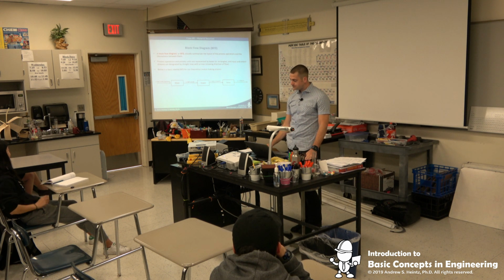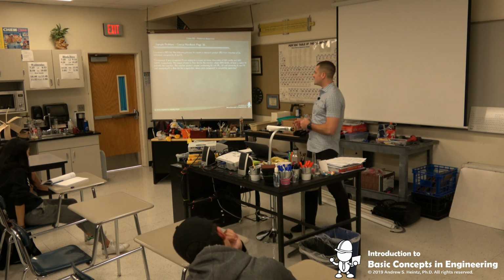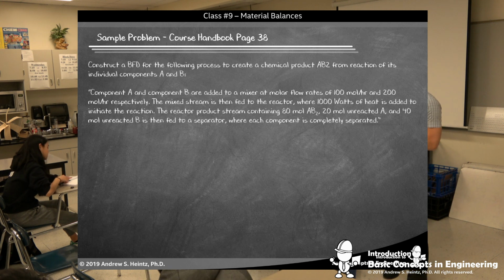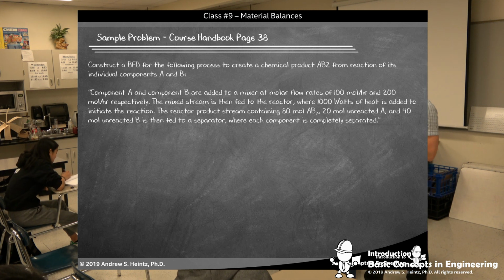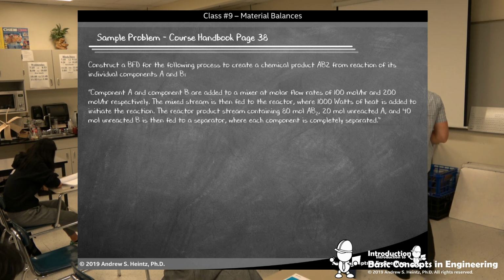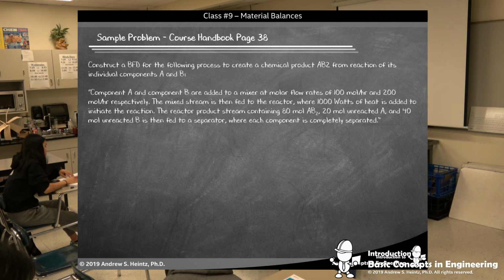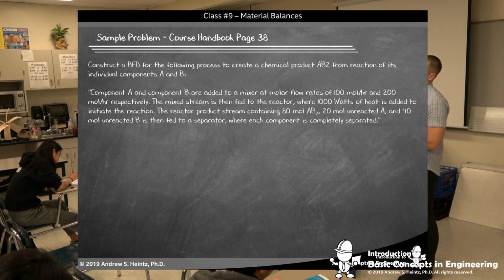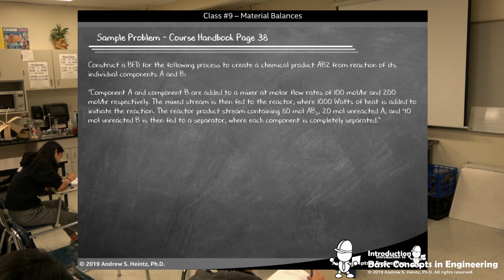So if you could please go to page 38 in your handbook, and I double checked it today, the number is correct. So I would like you to please construct a block flow diagram for the following process, which converts chemical AB2, to create chemical product AB2 from reaction of its individual components A and B.